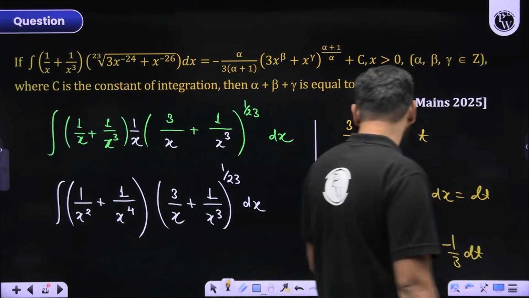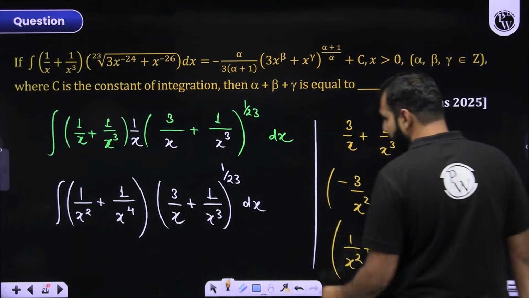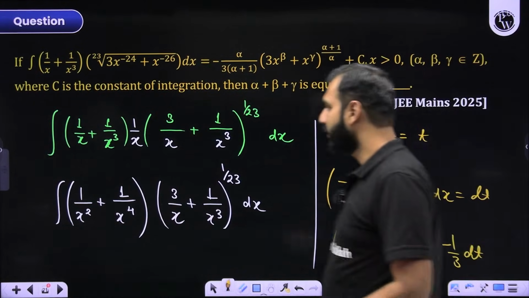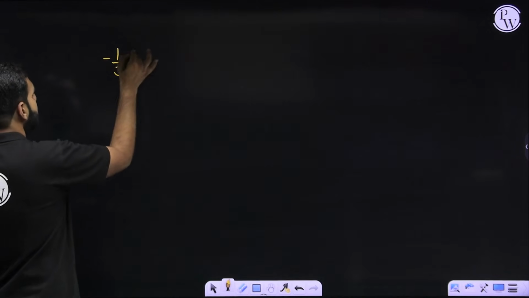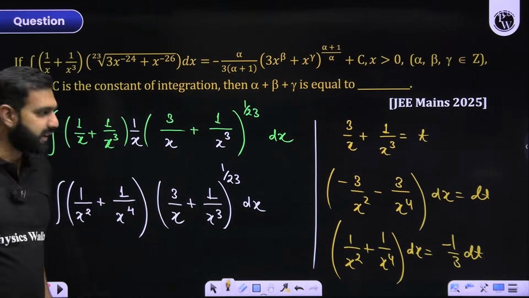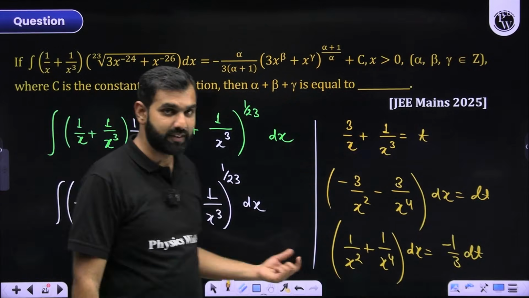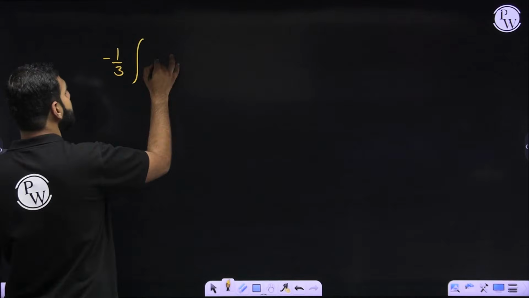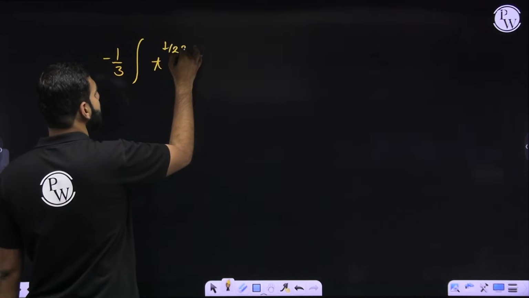Why? Here 1 by x square plus 1 by x to the power 4 dx is clearly nothing but what? dt, or minus 1 by 3 dt. So I'll rewrite this question as, of course, minus 1 by 3 will come into the picture. Minus 1 by 3 integration of what? This dx can be replaced by dt, and this expression is t. So this question is minus 1 by 3 integration of t to the power 1 by 23 dt.